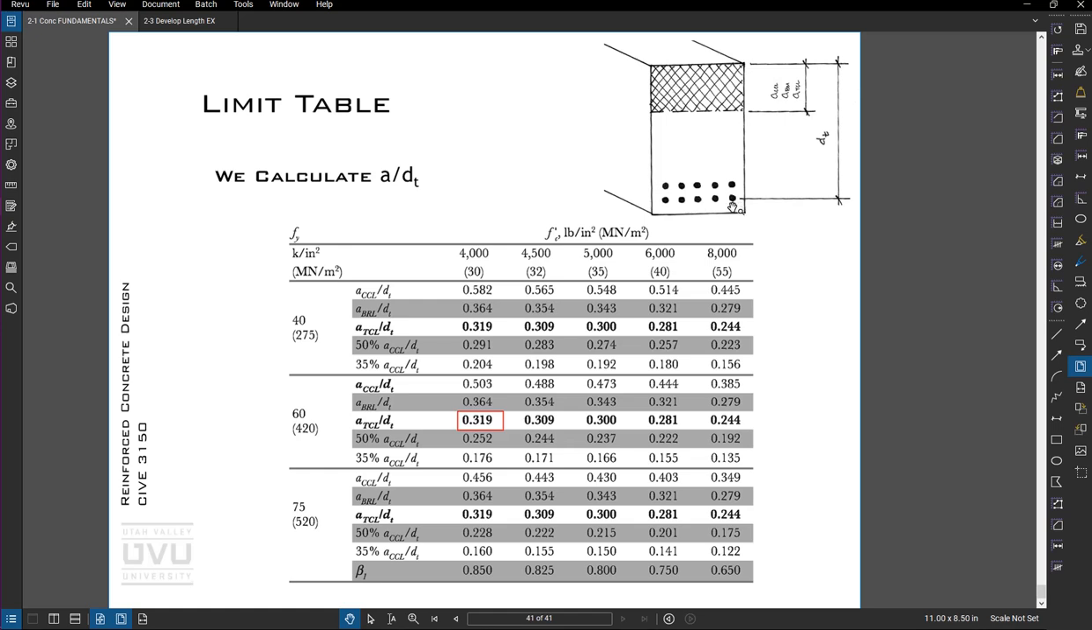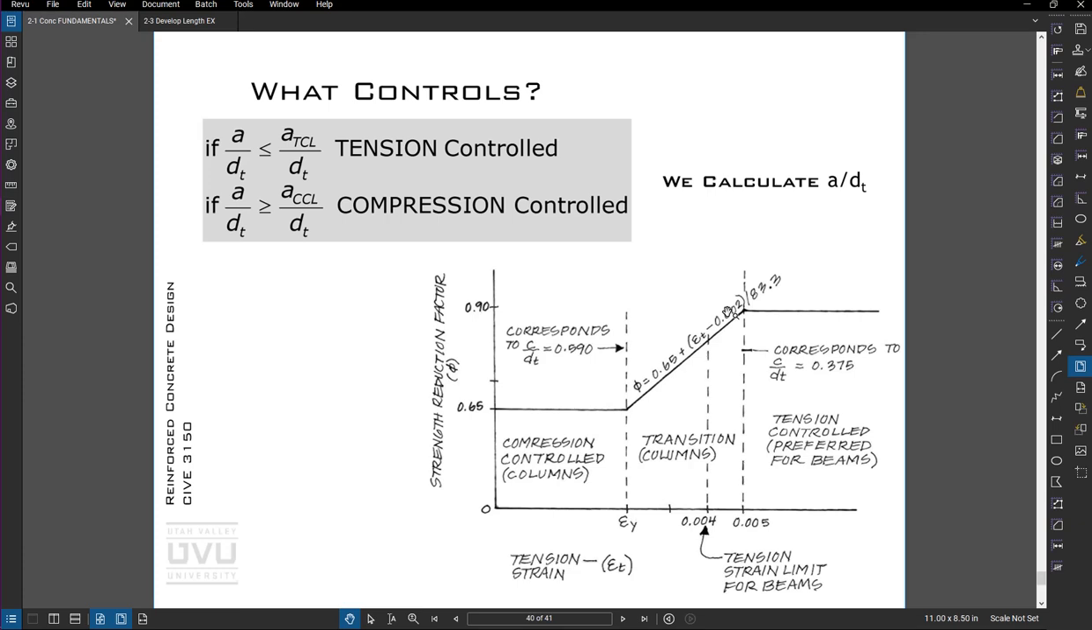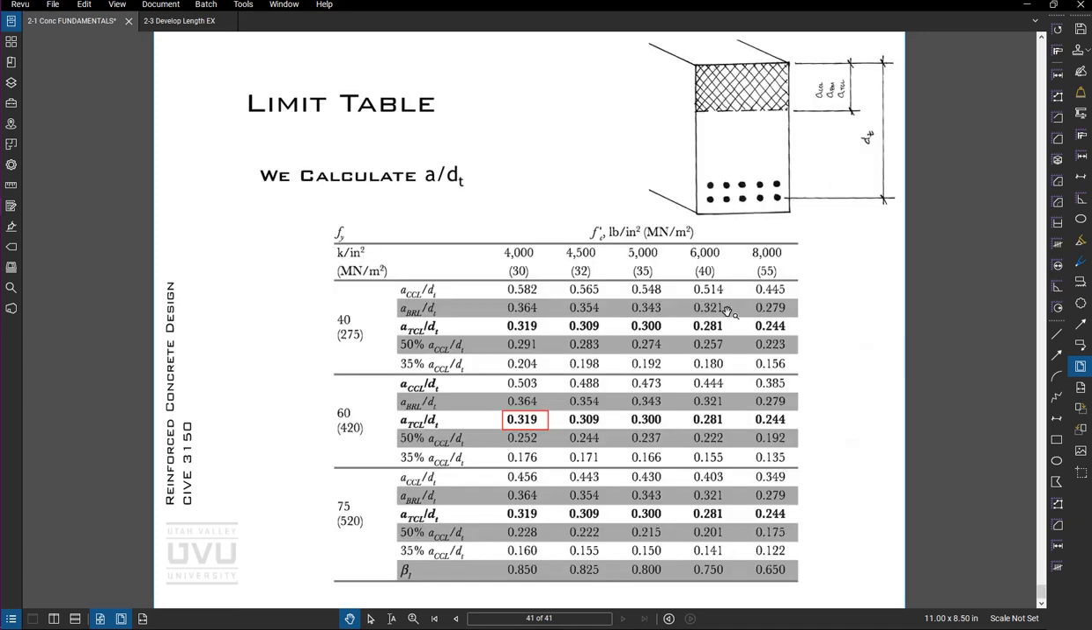So if we take a over dt, if it's less than this number, then we're tension controlled. If it's more than that number, then we need to decide, well, is it compression controlled or not? If it's compression controlled, then we need to either make the section bigger or take out bar. So anyway, we're going to use this all semester long to understand the behavior of the concrete.